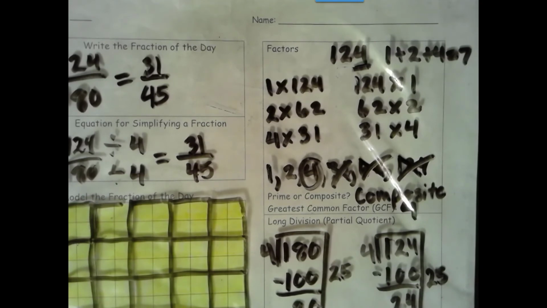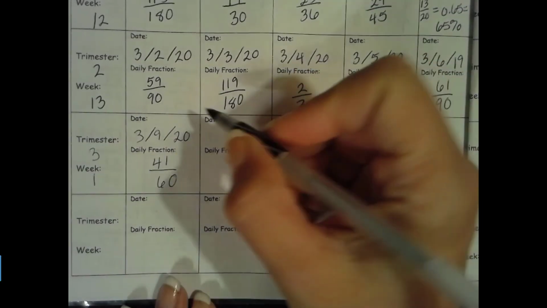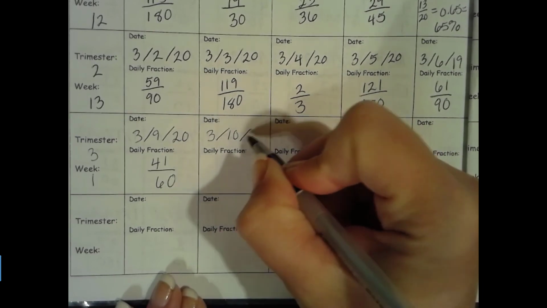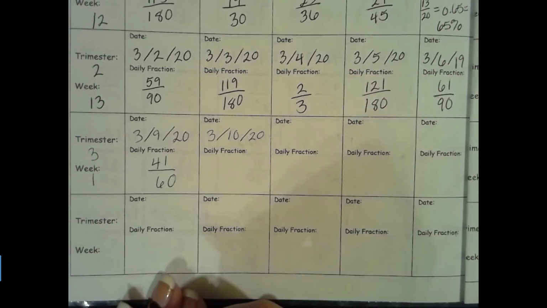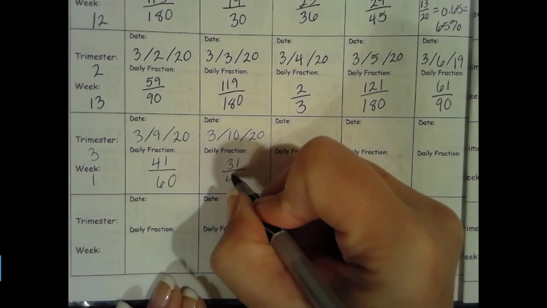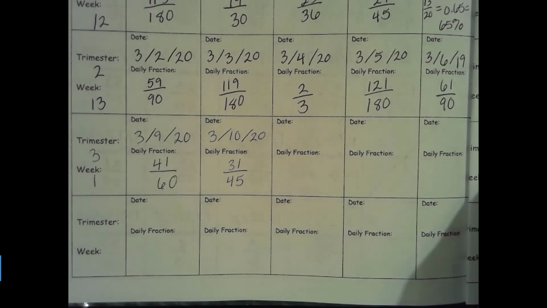All right, let's go ahead and fill in our data collection page. We are in trimester 3, week 1. Today is 3/10/2020, and our fraction for today is 31/45. So let's go ahead and get out our number line.